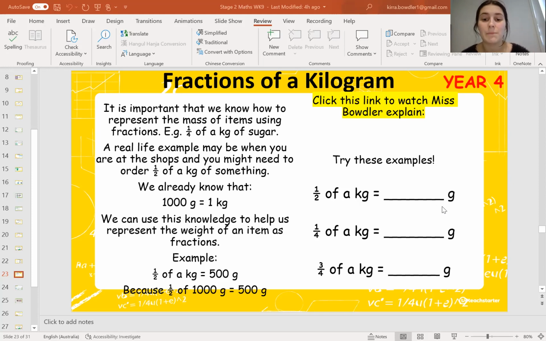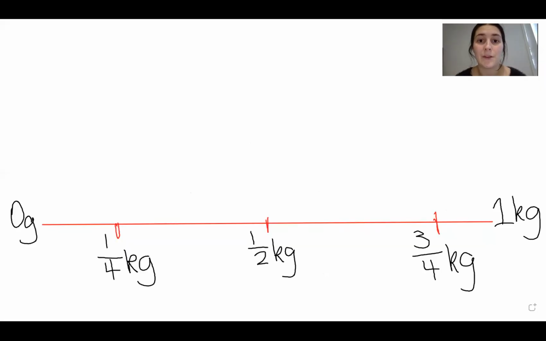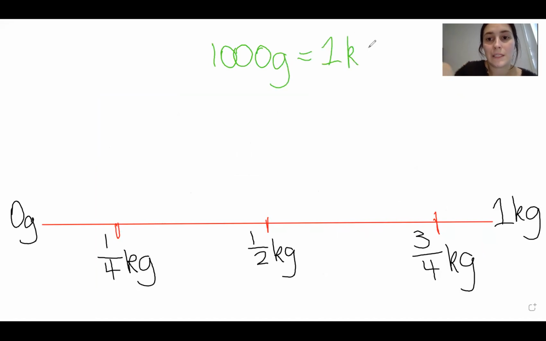Now we're just going to do a couple of examples together before you have a go at doing some on your own. But by all means, grab a piece of paper and a pen and you can join in as you feel comfortable. So we already know that 1,000 grams equals the same as 1 kilo. Now it's really handy just to know that and to have that somewhere that you can always refer to.